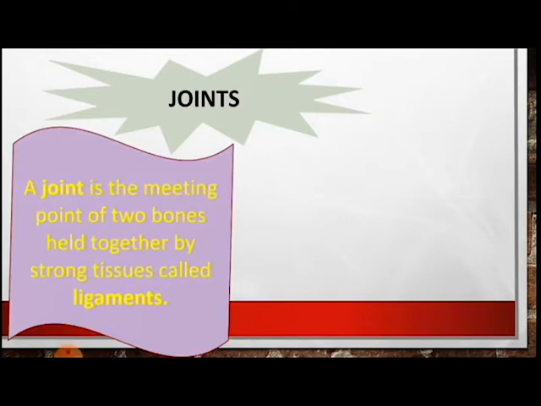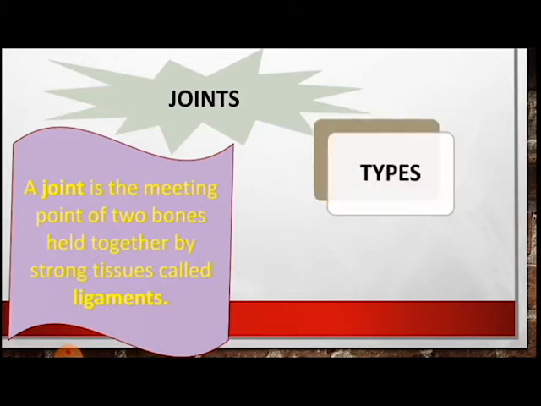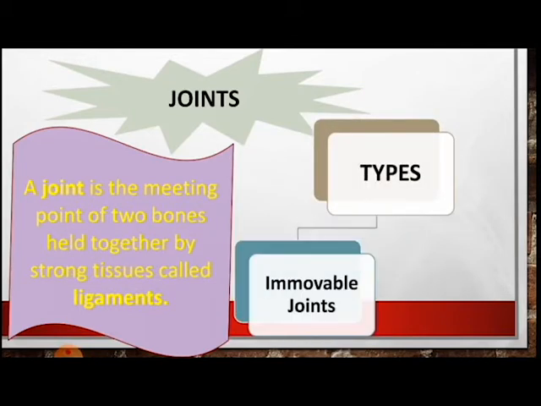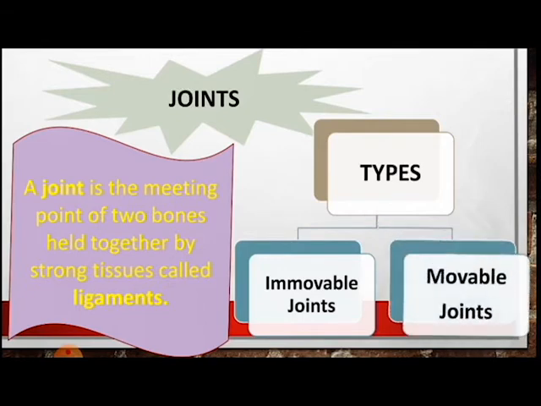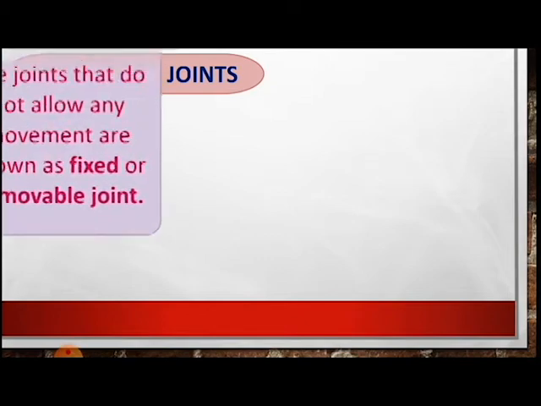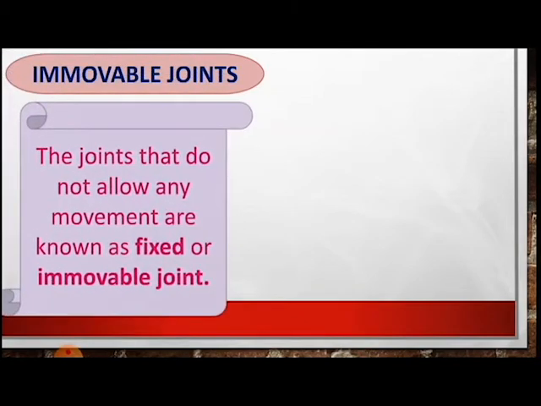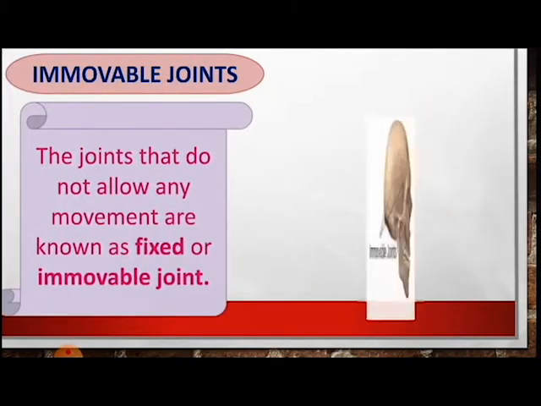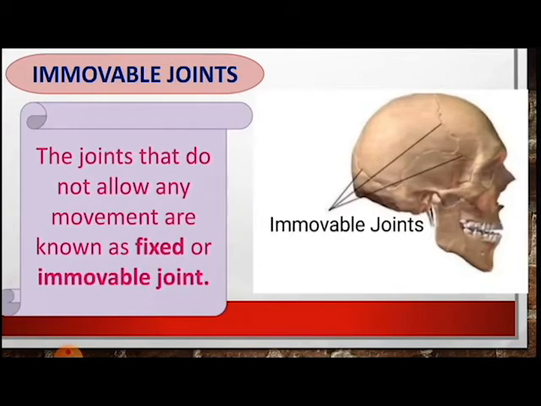There are mainly two types of joints in our body. First, immovable joints, and second, movable joints. Let's see immovable joints. Some joints, like those present between the bones of our skull except the lower jaw, do not allow any movement. Such joints are known as fixed or immovable joints.